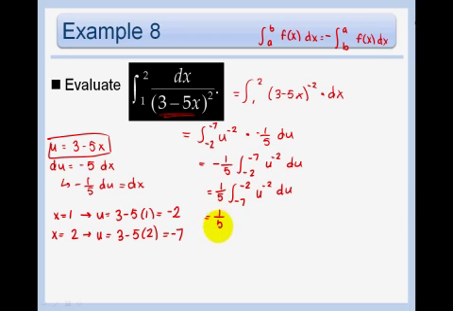Now take the antiderivative, so add 1 and evaluate that between negative 7 and negative 2. So I'm going to just pull that negative 1/5 out. And so then you stick in a negative 2. Negative 2 to the negative 1 is just negative 1/2 minus negative 1/7.